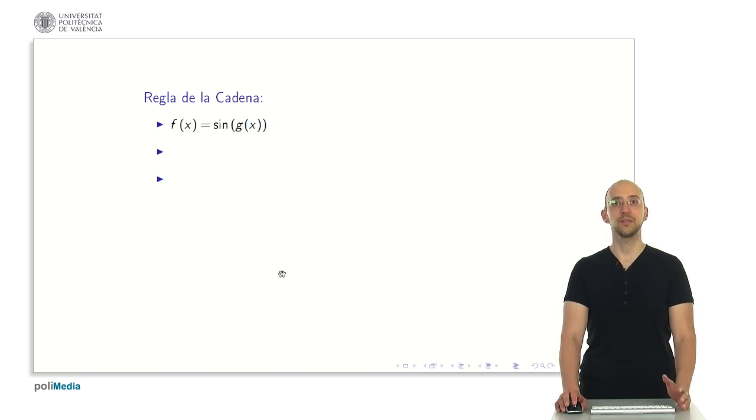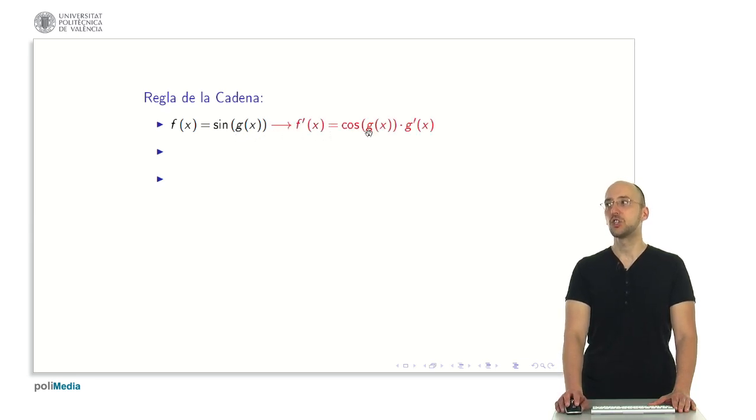For example, imagine that we have the function f of x, which is the sine of g of x. How is that differentiated? The derivative of the sine of g of x is the cosine of g of x. Notice that I differentiate the sine and I leave the g of x without differentiating and then multiply by the derivative of the function g of x.